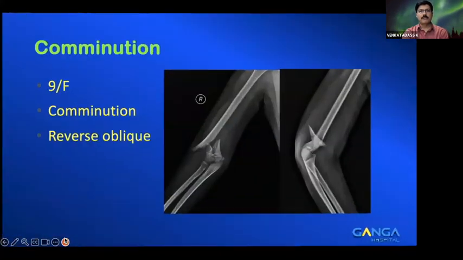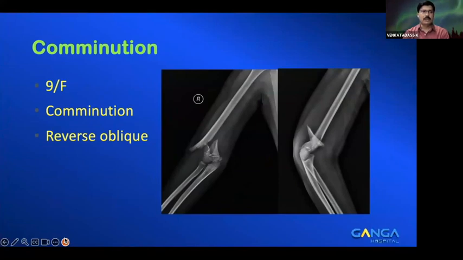Let's go to the next set of fractures, which are comminuted fractures. It is not uncommon to see comminuted fractures these days, because we do see children with high violence injuries. There's a 9-year-old child. You can see that the fracture pattern is a reverse oblique fracture pattern, and there is a distinct butterfly fragment, a huge one on the medial side.